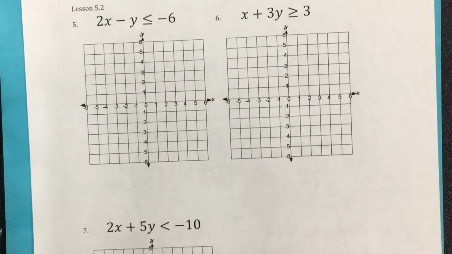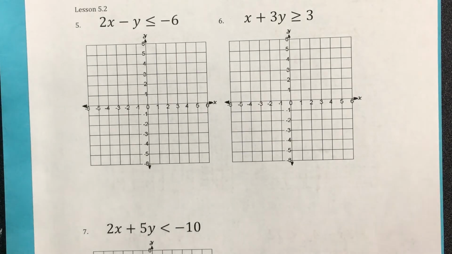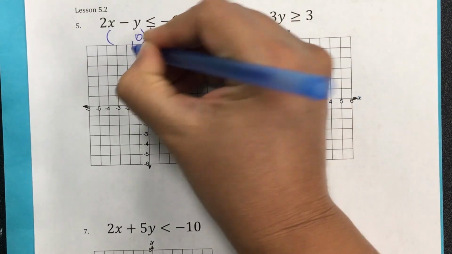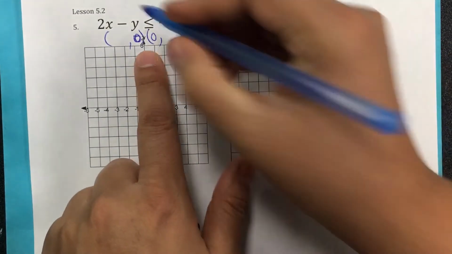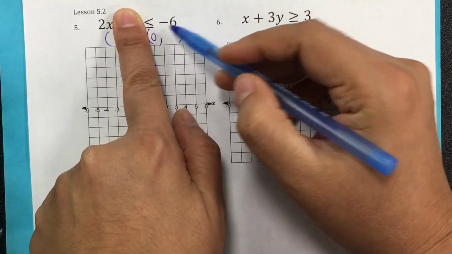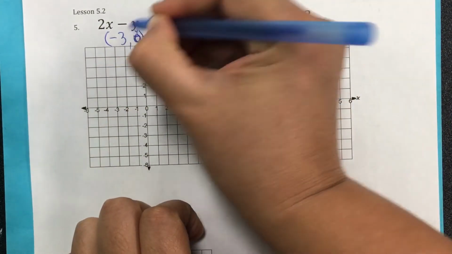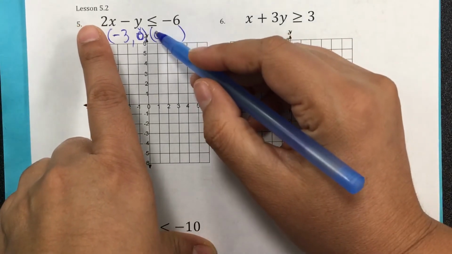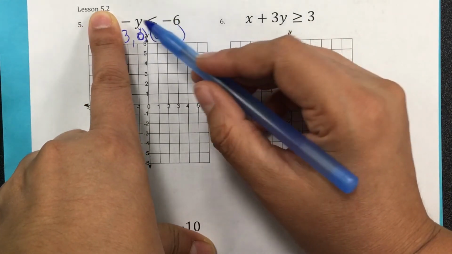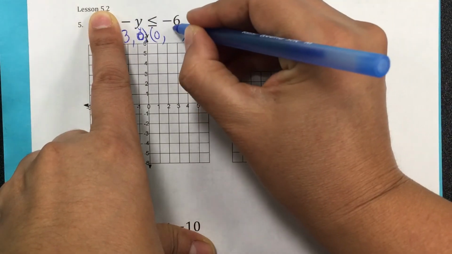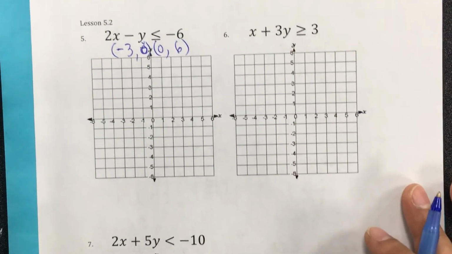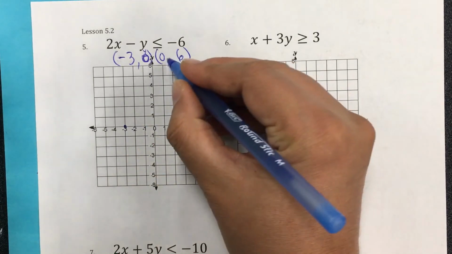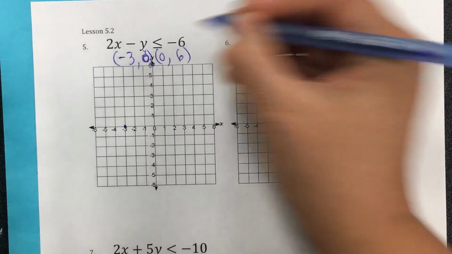Okay, here we have some more. And again, we do the intercepts. Okay, if y is 0, negative 6 divided by 2 is negative 3. I'm going to go a little faster since we already know how to find this. X is 0. Negative 6 divided by negative is positive 6. So we're going to have negative 3, 0. Negative 3, 0 is right here. 0, 6, it's right there.